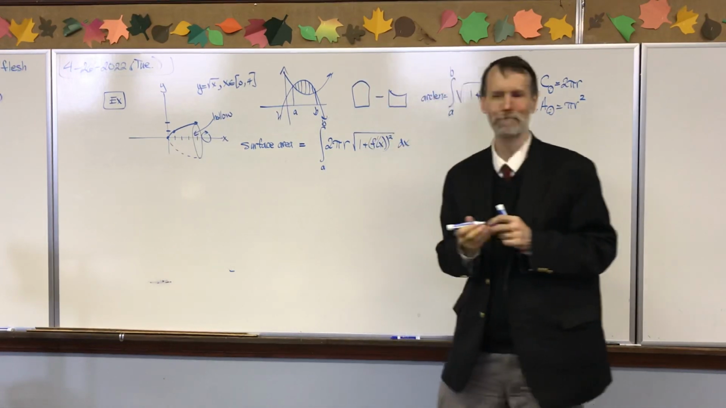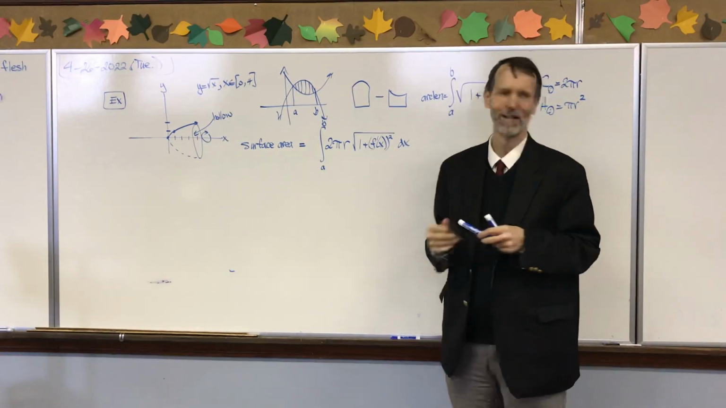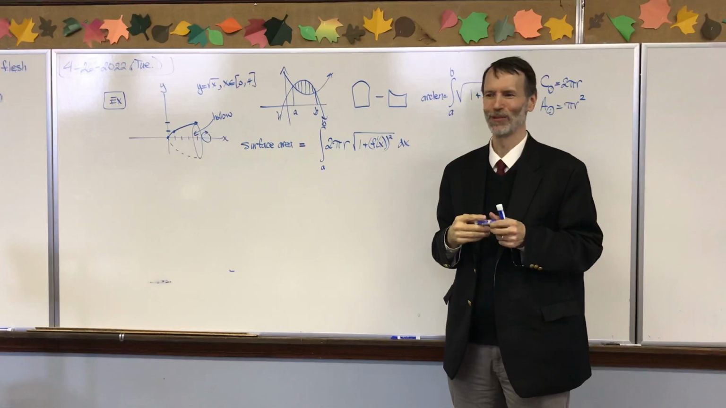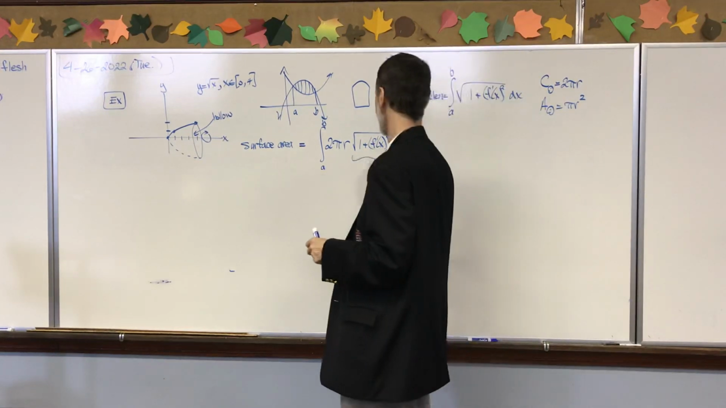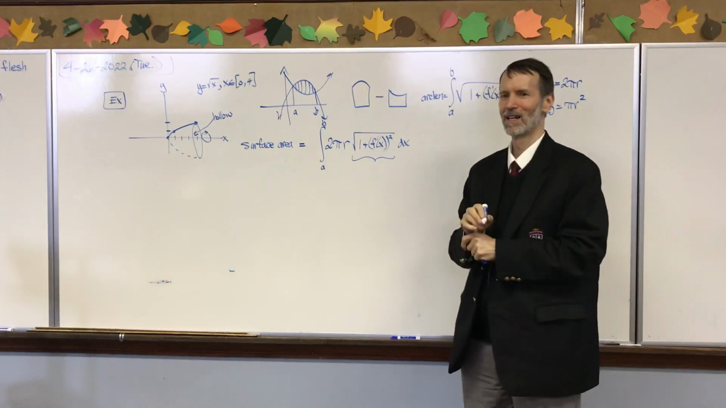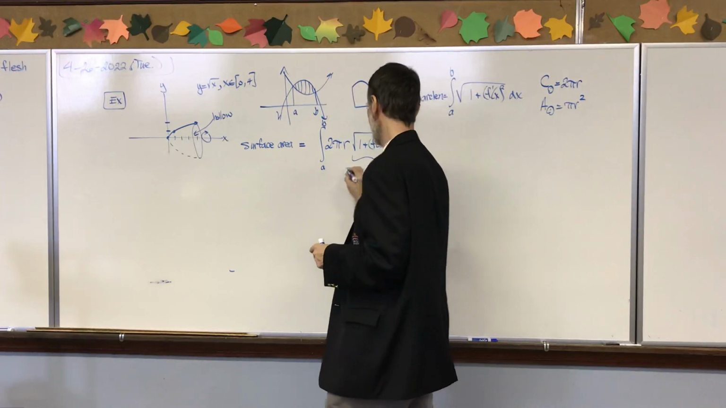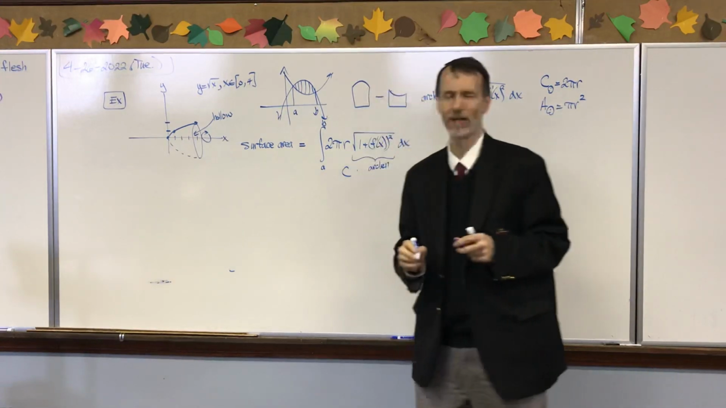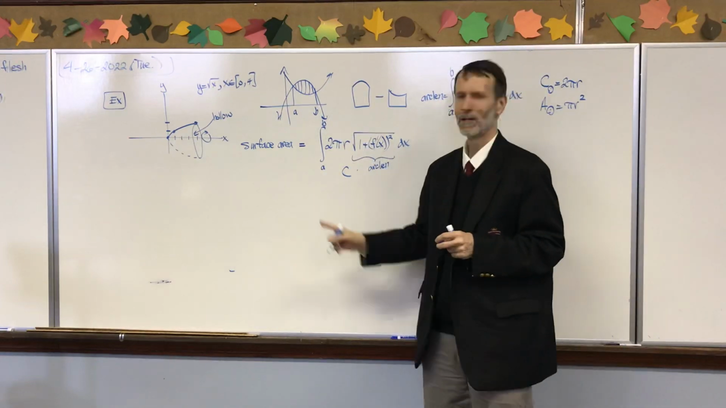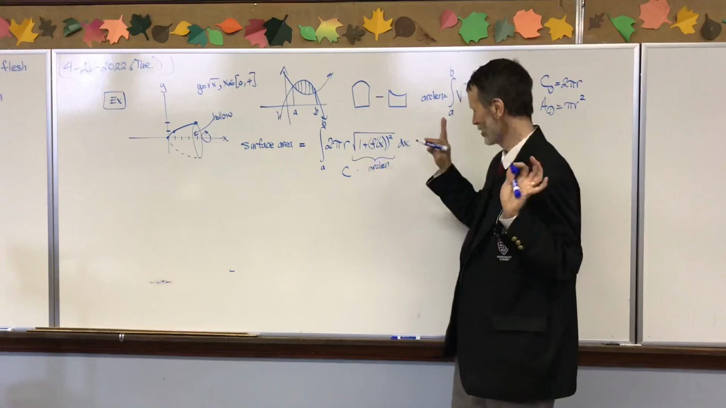Anybody recognize that? You should. We were doing it 5 minutes ago. What is this thing? Arc length. It's circumference times arc length. Take the integral. That's how you get surface area. That's all you do. I would say just memorize these.